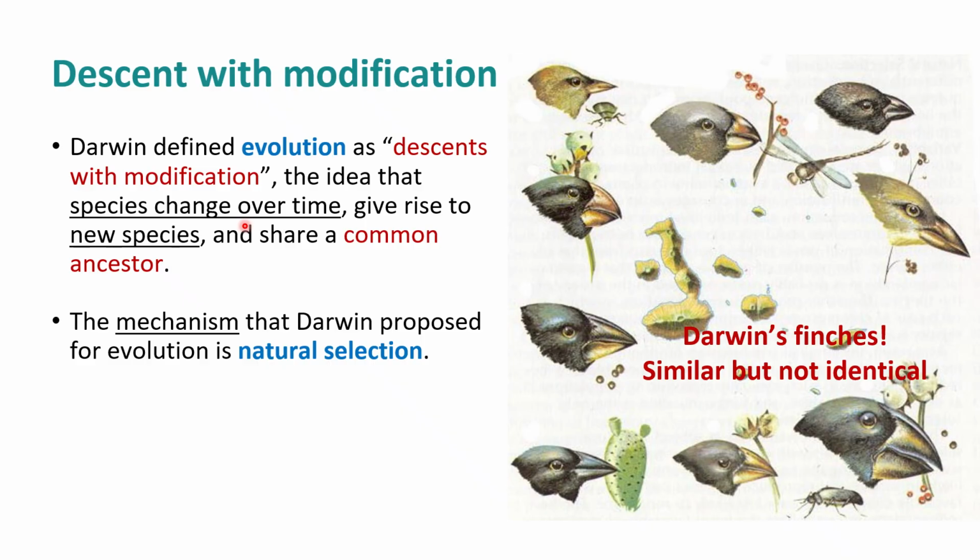And in order to survive in the islands where they had limited resources, these finches descended with modification from their common ancestor, and the differences among their beaks allowed them to adapt to different environmental niches. By eating from different food sources, they all got to survive, right? So Darwin defined this observation of descent with modification as evolution, once again, which is just an idea stating that species would change over time to give rise to a new species.